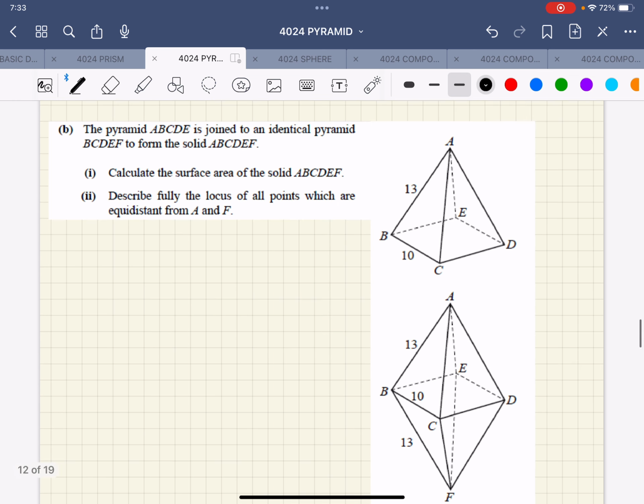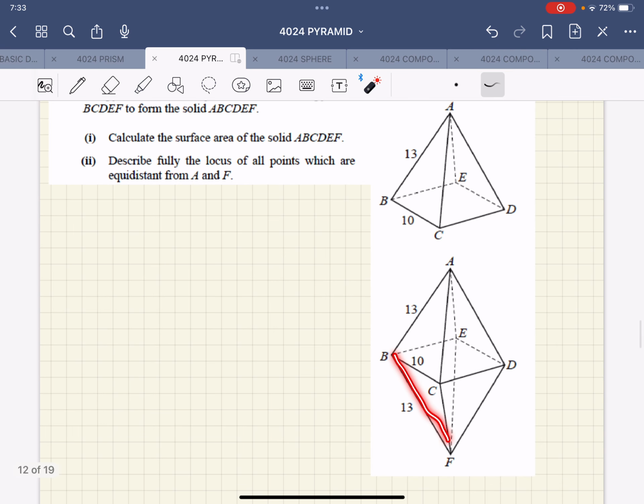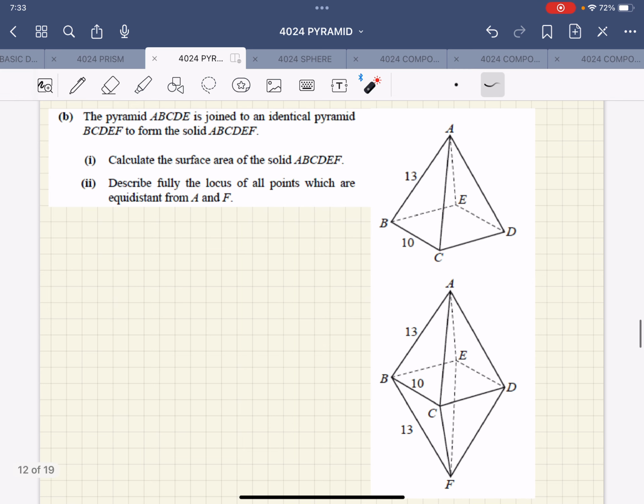Now what are they doing? They are taking this pyramid ABCDE, which is joined to an identical pyramid BCDEF. So BCDE is already there, and then there is F downstairs. So basically an identical pyramid is joined. Calculate the surface area of the solid ABCDEF.